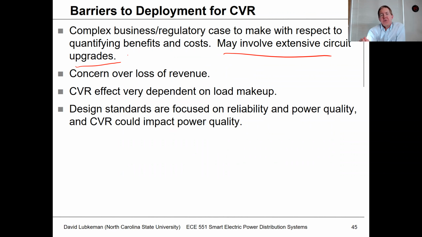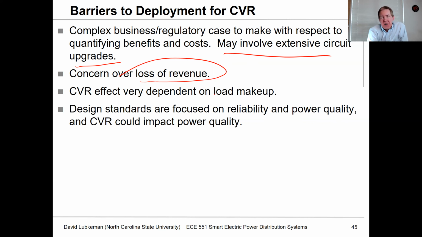The other thing too would be if the utility is reducing the voltage and it's reducing the amount of energy consumed by customers, well, the utility is conceivably going to see a loss of revenue from this. And so they'd have to be able to figure out how to compensate for this.